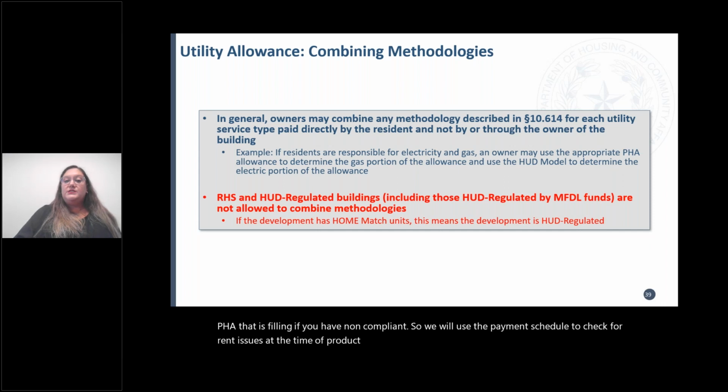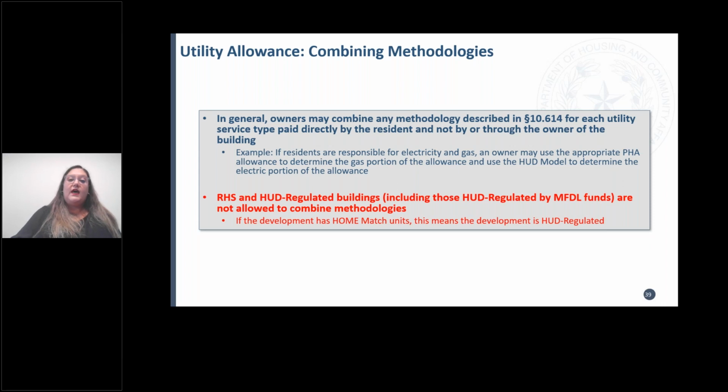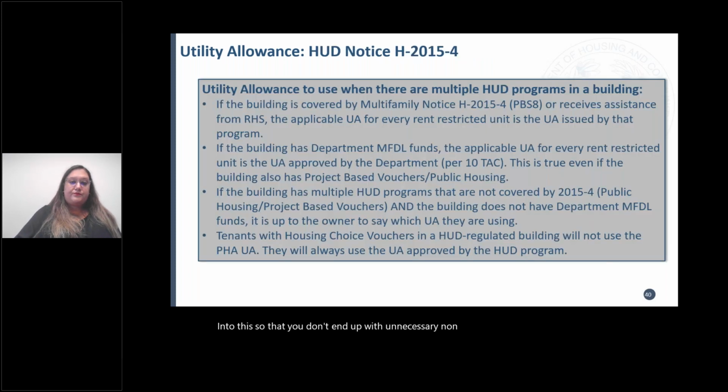For combining methodologies, that is allowed unless you are HUD regulated or have Rural Development or multifamily direct loan funds. You can combine methodologies. So if you wanted to use electricity using the PHA schedule and gas on the HUD model or vice versa, you could do that. But please remember that they have two different implementation guidelines. They have two different review requirements, and you've got to have staff and compliance folks paying attention to this so that you don't end up with unnecessary non-compliance.